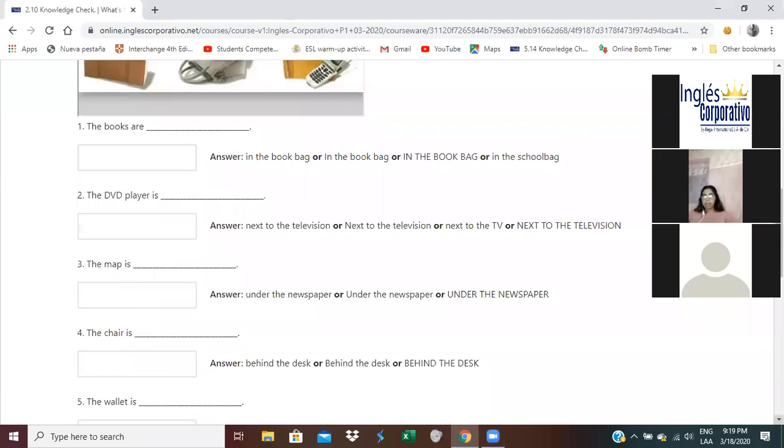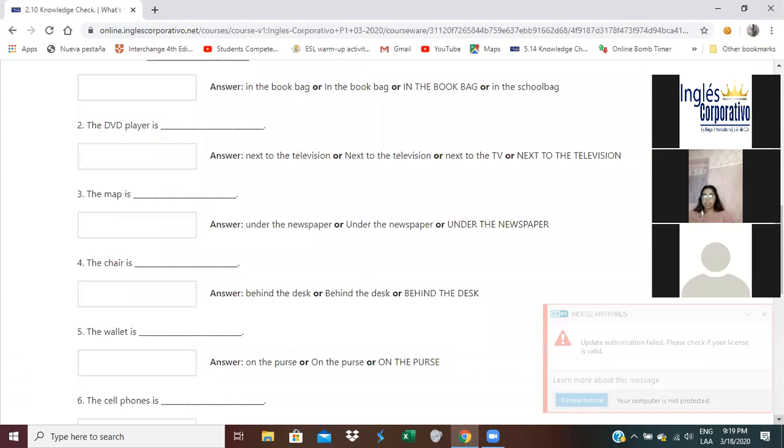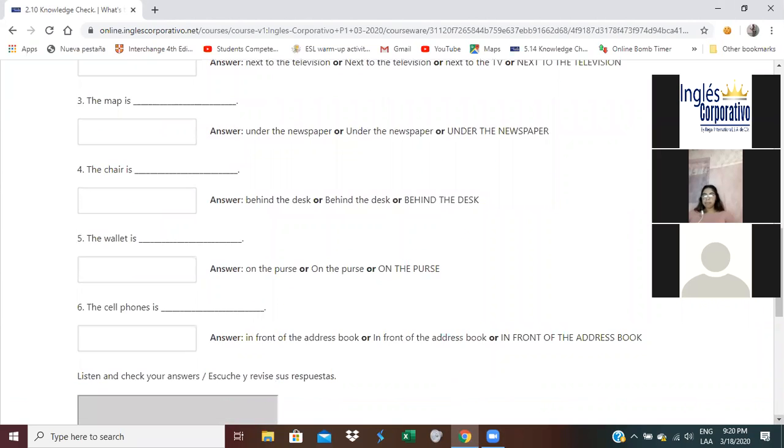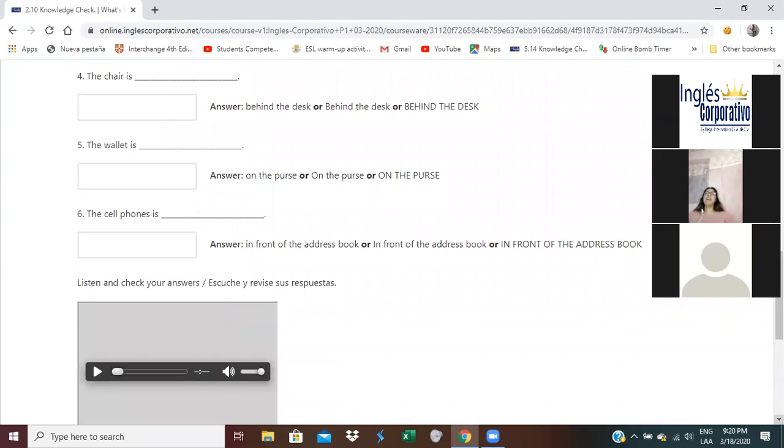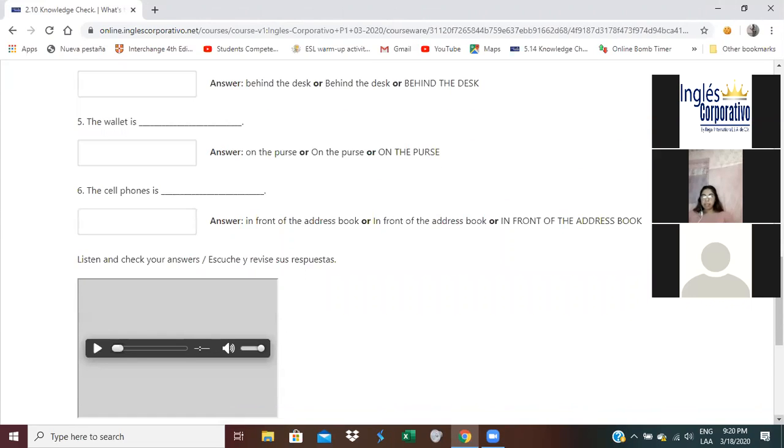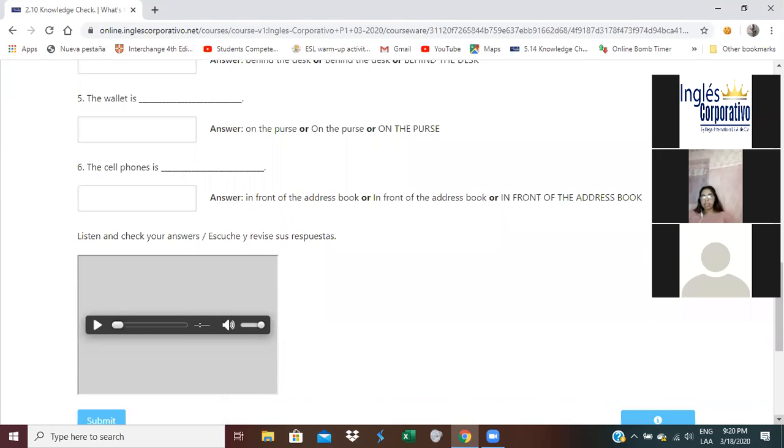And the DVD player is next to the TV. Number three. The map is under the newspaper. Four, the chair is behind the desk. Five, the wallet is on the purse. Six, the cell phone is in front of the address book.